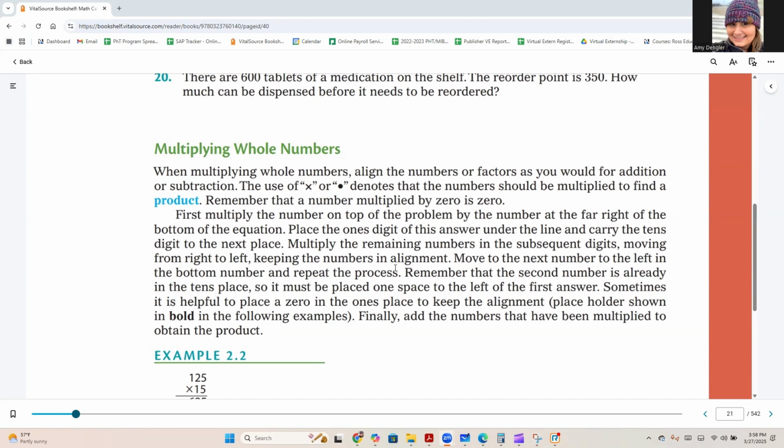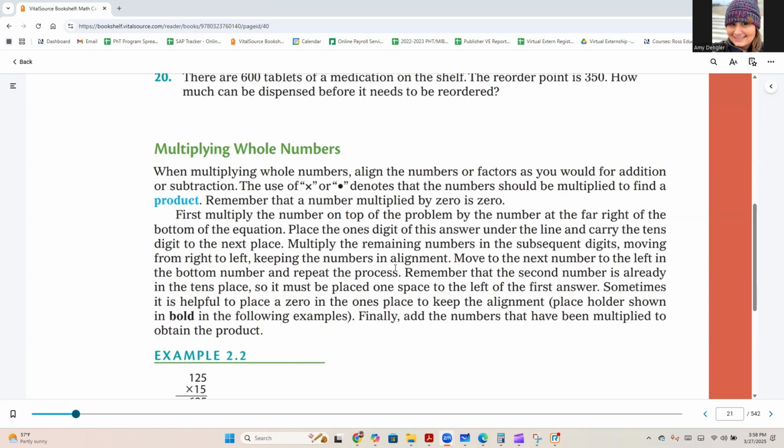First, multiply the number on top of the problem by the number at the far right of the bottom of the equation. Place the ones digit of this answer under the line and carry the tens digit to the next place. Multiply the remaining number and the subsequent digits moving from right to left, keeping the numbers in alignment.